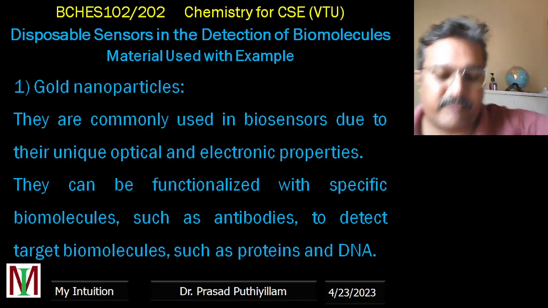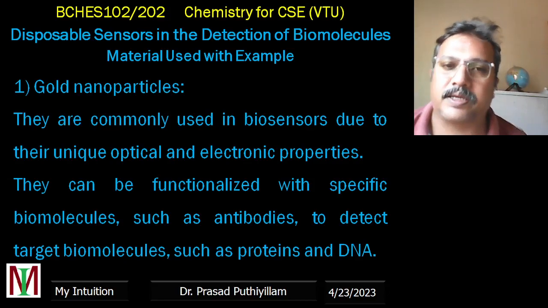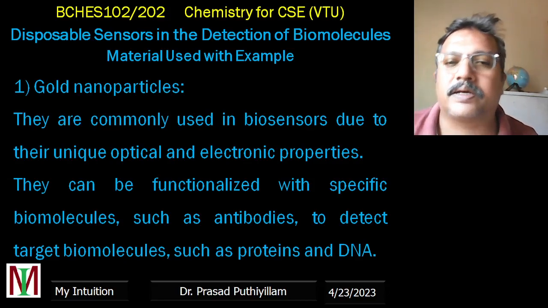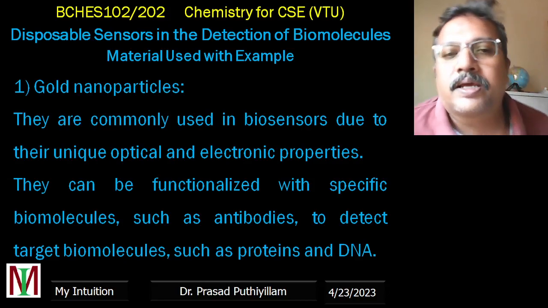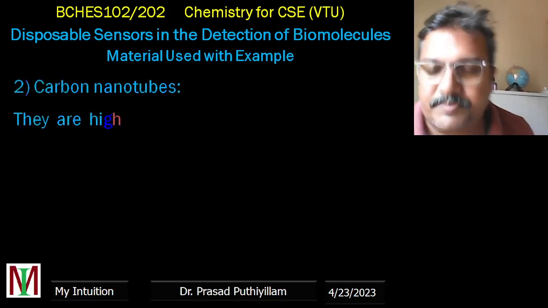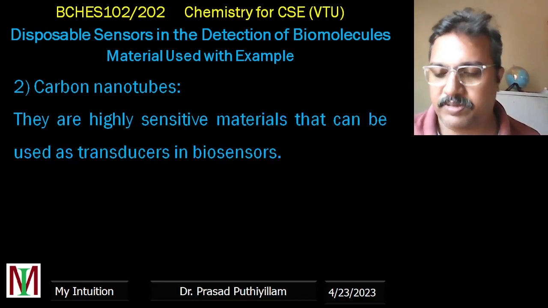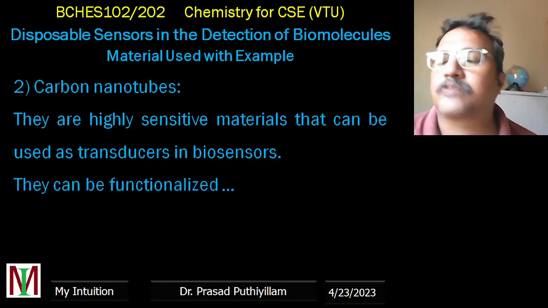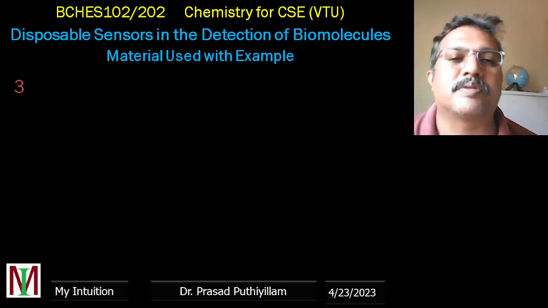Means if you functionalize the surface of the gold nanoparticle, if you add some functional groups on the gold nanoparticle surface, then it will be very easy to detect the biomolecules, and our gold nanoparticles have high optical and electronic properties. It can be transduced easily. Carbon nanotubes. Carbon nanotubes are highly sensitive materials which can be used as a transducer in a biosensor. They can also be functionalized for detection of the biomolecules.